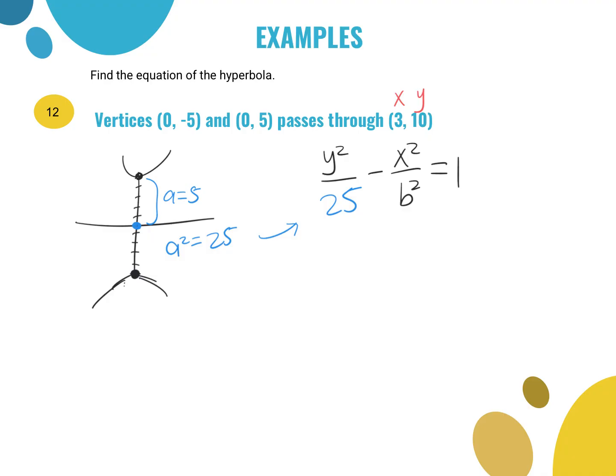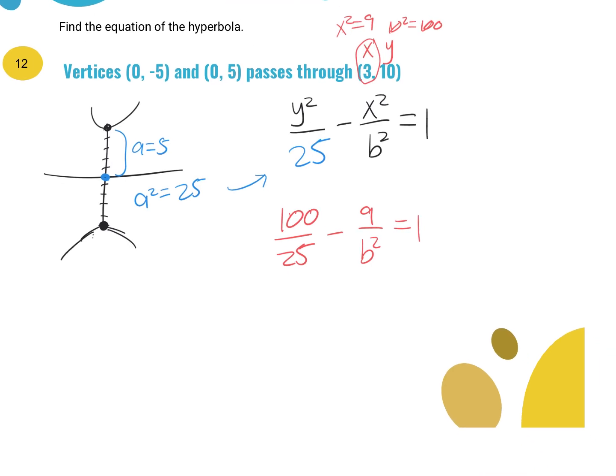So I'm going to replace y squared with 10 squared, and I know that 10 squared is 100. So this is going to be 100 over 25 minus x is 3, that's going to make x squared equal to 9. So minus 9 over b squared equals 1. And then 100 over 25, simplify that as much as you can. That's going to get you a whole number 4. So this is actually a pretty nice problem.